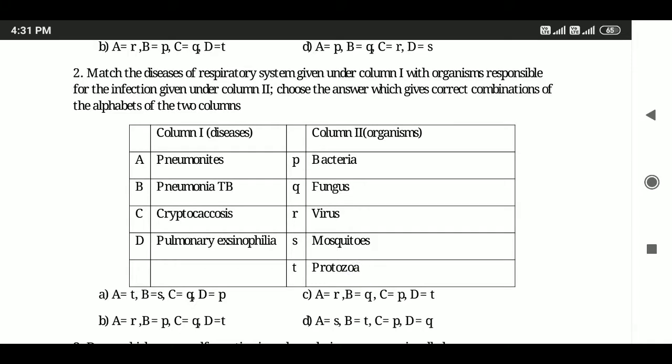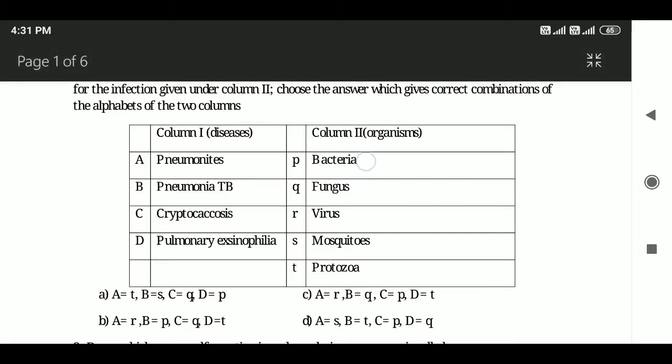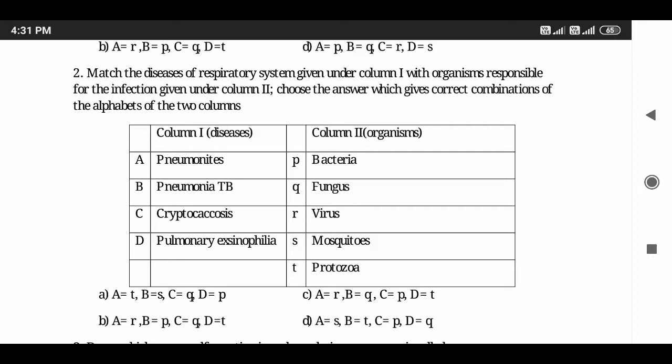Now cryptococcosis is caused by Cryptococcus, which is a fungus. And pneumonia and TB are bacterial in origin. Pneumonitis is an allergic response in the lungs because of viral infections. So A is R, B is P, C is Q and D is T. Again for this also the answer is B.